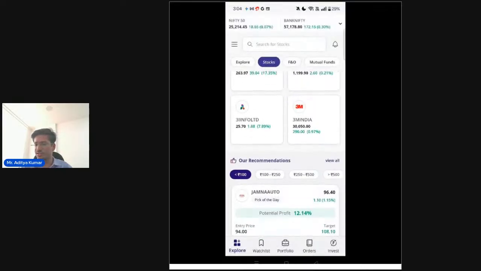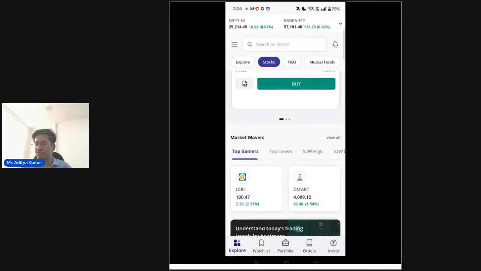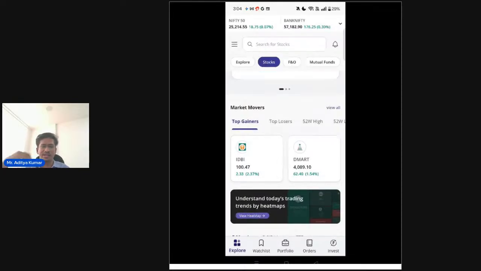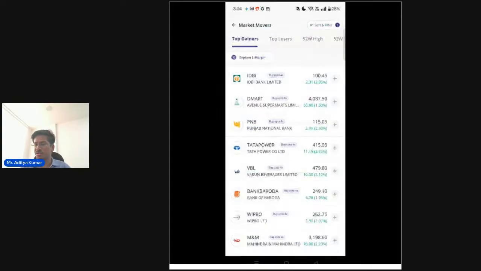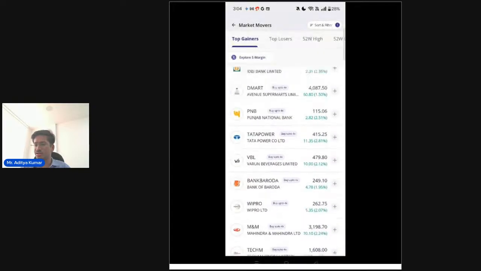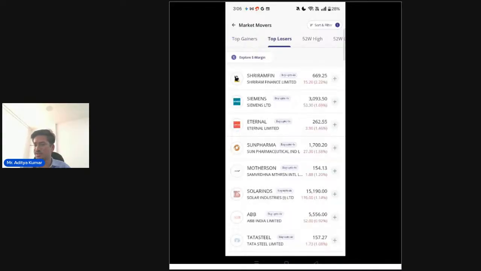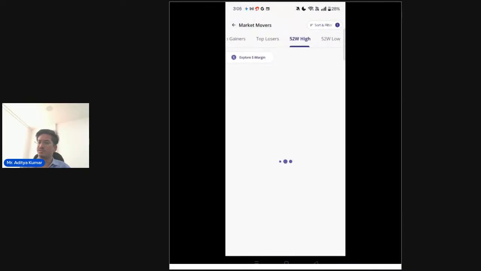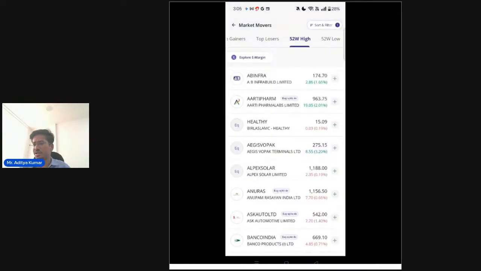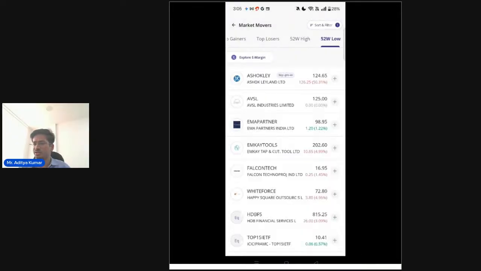Then moving further, we have the market movers. This is also a newly added feature in our SSL app. As you can see, you can have a list of top gainers, top losers, 52-week highs, and 52-week lows. Every stock that is gaining today, you can see here in the plus, and in top losers, everything is in the minus. Stocks that are going on a 52-week high are listed, and the same goes with the 52-week low.